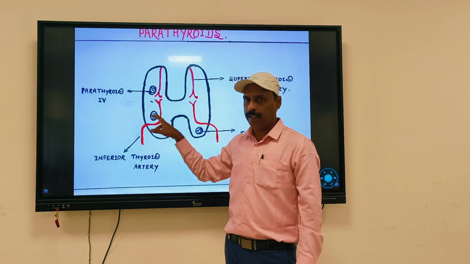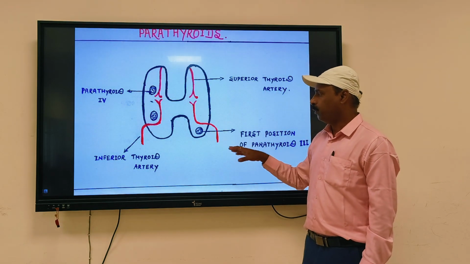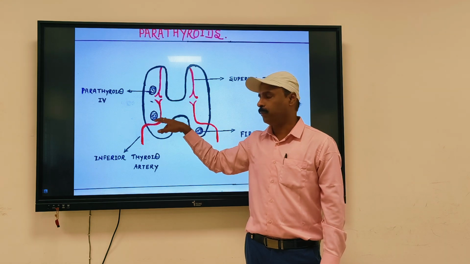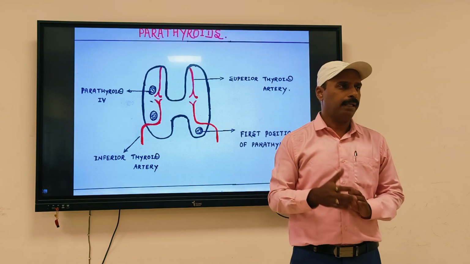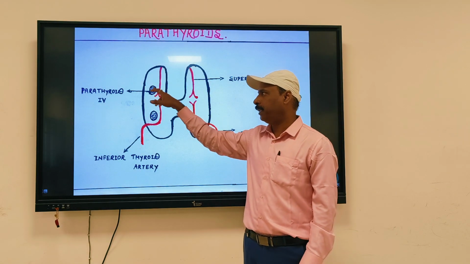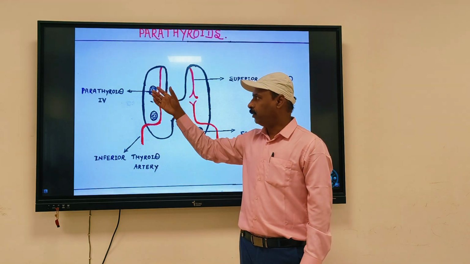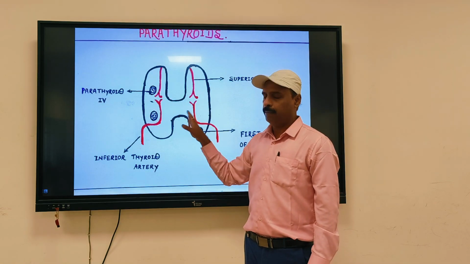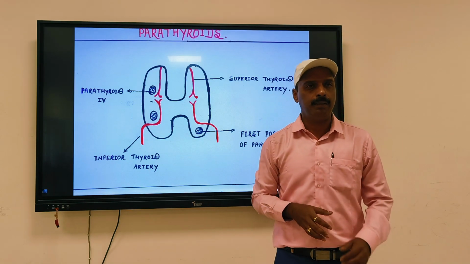Then the inferior parathyroid is named as the third one, because it develops from the third pharyngeal arch. That is the third parathyroid gland. Parathyroid third, parathyroid fourth; either we can call them superior parathyroid and inferior parathyroid. So they are 4 in number. We are going to group them as superior and inferior. So this is all about the first location of the parathyroid.